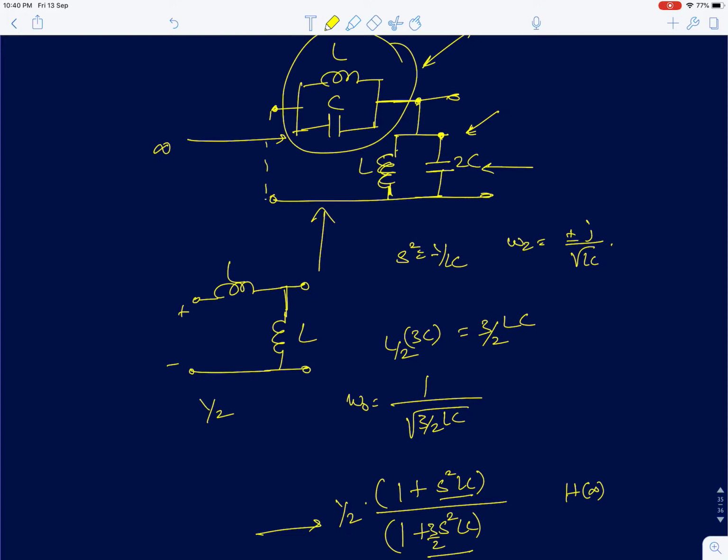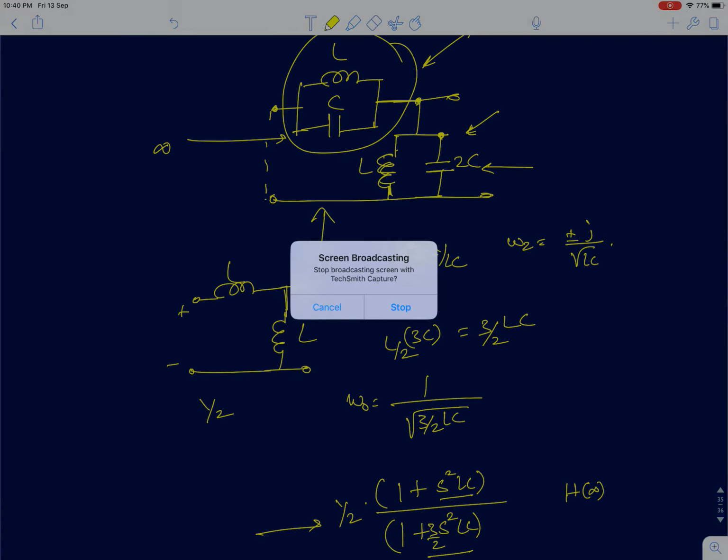Okay, so I'll stop at this point. In the next lecture we'll probably go into series RLC circuits and try to see what happens when you have losses. So I'll stop at this point.